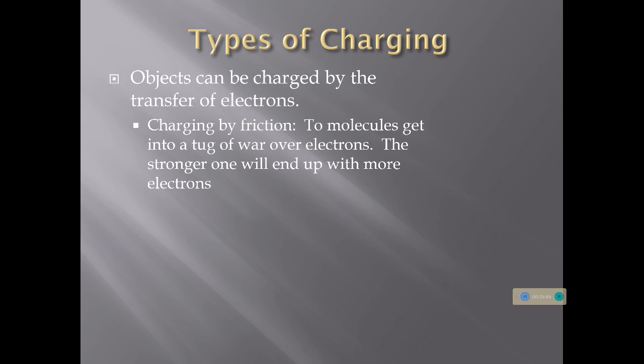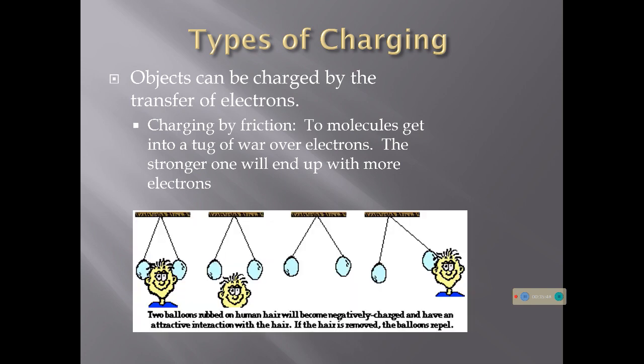Now let's bring up the second point up there, the next type of charge. My apologies, I'm getting ahead of myself. You get this look if you've ever seen balloons. If you charge two balloons with your hair and put them next to each other, what are they going to do? They're going to repel. The balloons are being charged by friction.